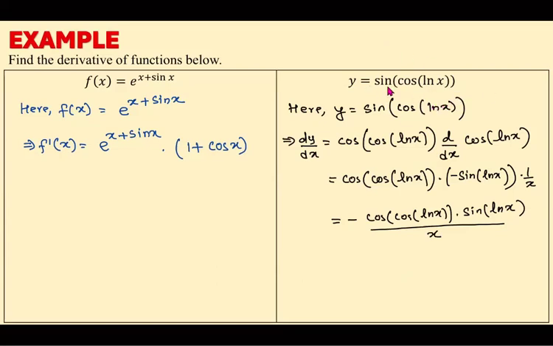Even if you have more than one function in the form of composition, you are still using the chain rule. In this case, you can see that we have to use the chain rule 2 times because there are 2 inside functions. So if there are 3 inside functions, you have to use the chain rule 3 times and so on.